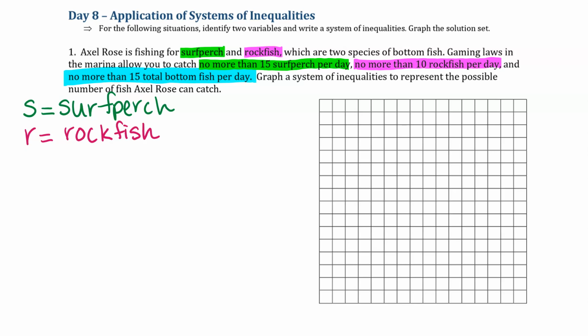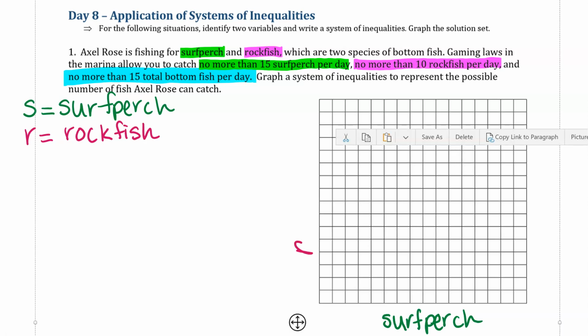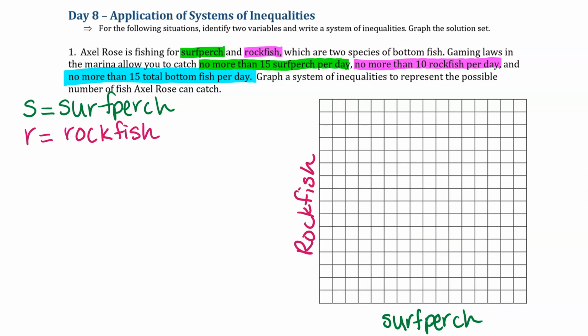So for one of them, we are literally going to write surf perch down here. And we are going to write rockfish on the side right here. And we're super happy because that gets us some points, really, really easy. Even if you don't know how to set up the equations, that gets us some points real easy. Okay, so now we're going to set up some equations. I have 3 different colors, so we're going to set up 3 different equations, and I'm going to help you graph them.